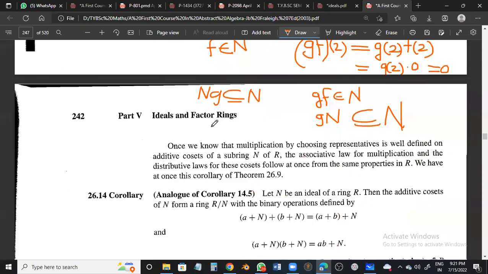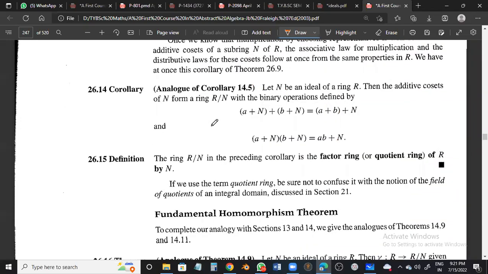Okay. Now I would like to proceed ahead, and we want to discuss the factor ring now, or the same we call the quotient ring. Either we will label it as factor ring or we will call it quotient ring. So how is it defined?